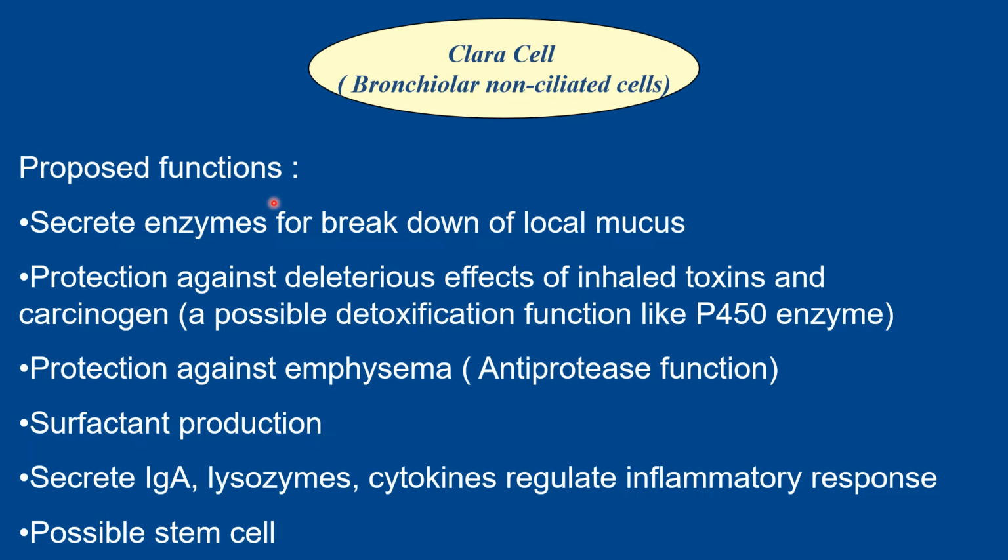The proposed functions of the Clara cells are: they secrete enzymes for breakdown of local mucus, protection against deleterious effects of inhaled toxins and carcinogens, a possible detoxification function as the P450 enzyme is there, and protection against emphysema. They have anti-protease function also. The secretion of the Clara cell has surfactant action. They secrete IgA, lysozyme, and cytokines, regulate the inflammatory response, and they are possible stem cells. After damage of the bronchi, they help in the repair of the other cells. The Clara cell can give rise to other cells of the tracheobronchial tree.